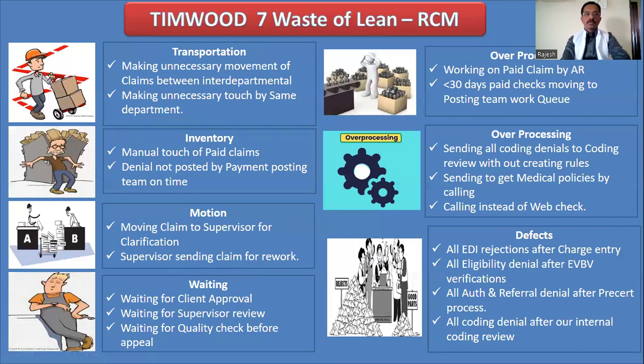We went through the seven ways of waste, how we can avoid them, and then improve in RCM. We talked about teamwork, transportation, inventory, motion, waiting, overproduction, overprocessing and defects. Most of you who attended Lean Six Sigma training know this. Theoretically, you are very strong in this.